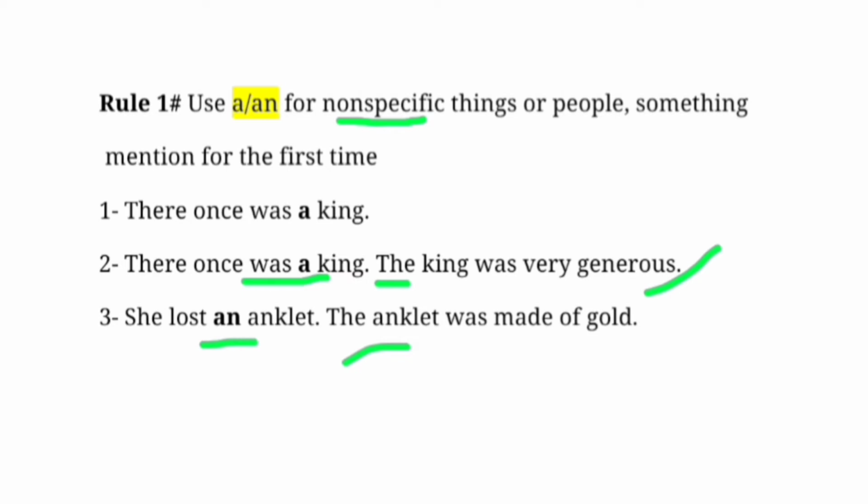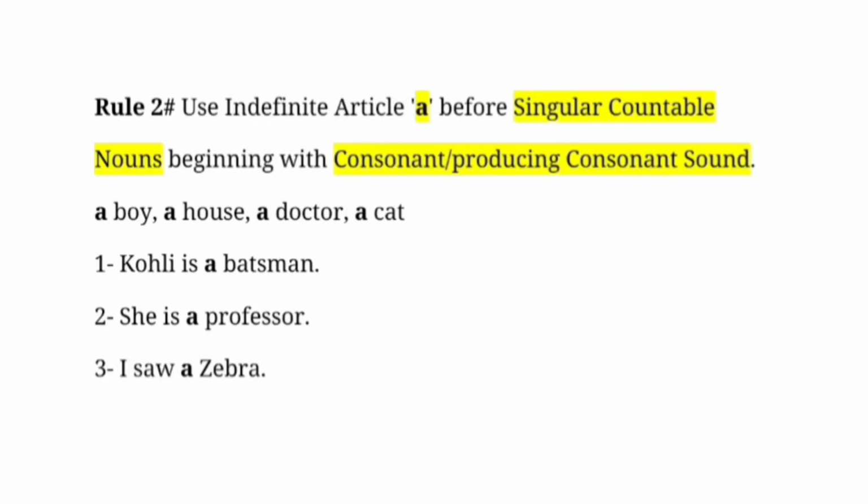Okay, let's move on to next rule. Use article a before singular countable noun beginning with consonant or producing consonant sound. You see that these all start with consonant. Boy starts with b, house starts with h, doctor starts with d, and cat starts with k. We say a boy, a house, a doctor, a cat.